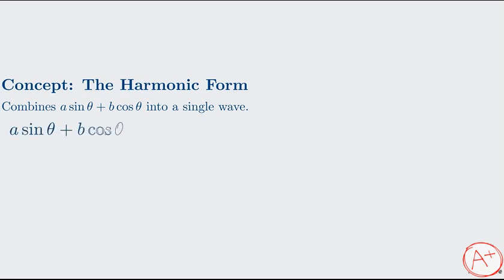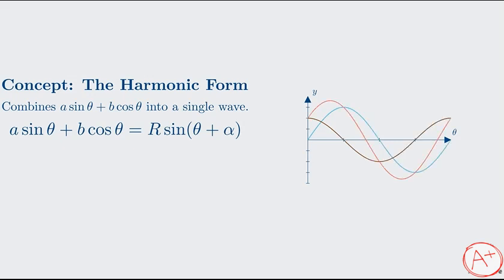We can express any combination of the form a sine theta plus b cosine theta as r sine of theta plus alpha. The value r represents the amplitude of the resulting wave and is calculated as the square root of a squared plus b squared. The phase shift alpha is found using the inverse tangent of the coefficients. Be careful to use the correct signs of a and b to determine which quadrant alpha lies in.